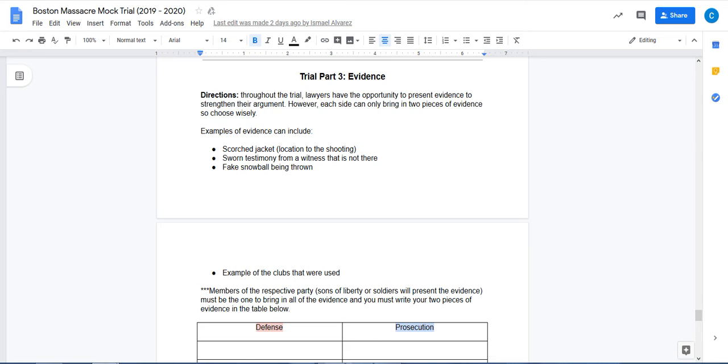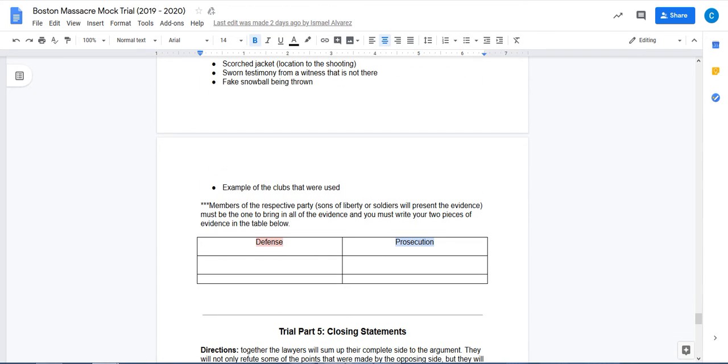A couple of examples that people have used in the past: a scorched jacket. So if somebody was standing near where the guns were fired, there would be marks on their jacket. A sworn testimony from a witness. A snowball, so they had the snowballs that were being thrown, some of them with perhaps rocks or oyster shells in them. And then you have the clubs that the rope makers used that were very threatening. So that'll be popping up in part 3. And down here you're going to have space where we're going to list the evidence that we create for the defense and list the evidence that we create for the prosecution.